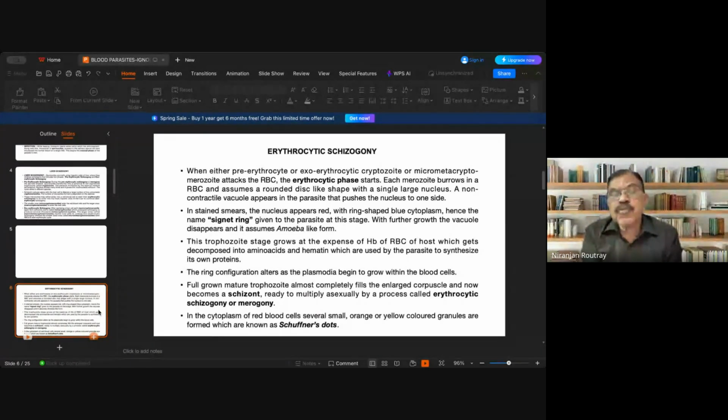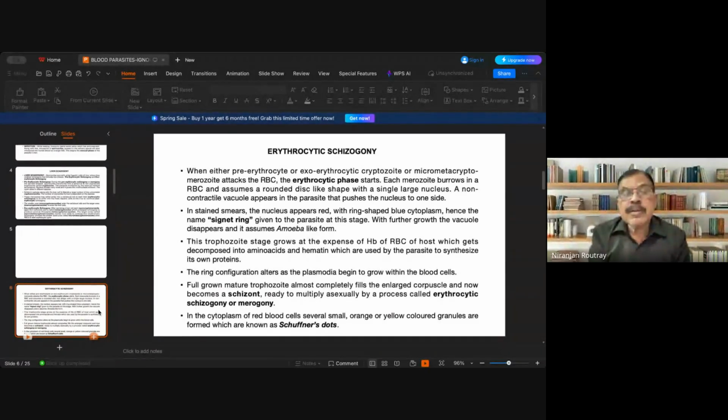The full grown mature trophozoite almost completely fills the enlarged red blood corpuscle, and now becomes a schizont. It becomes spherical, and the schizont only will multiply asexually. First, the single nucleus will divide into many daughter nuclei by a process called erythrocytic schizogony. So in the same manner that it occurred in the liver cell, the same thing occurs in the erythrocyte, the RBC, and this is called erythrocytic schizogony or merogony.